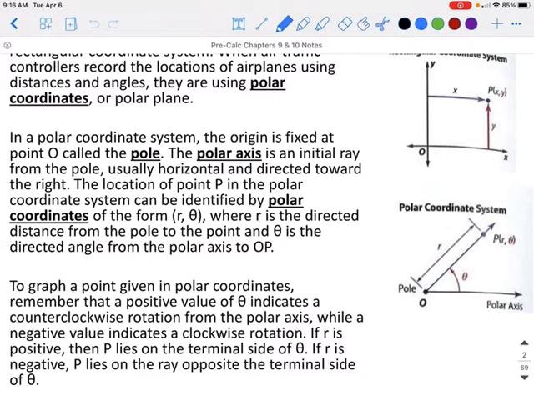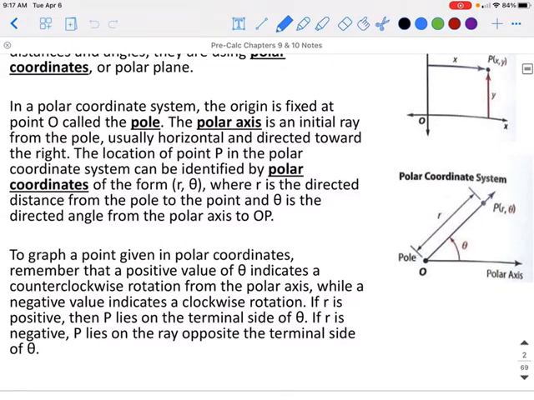The location of point P in the polar coordinate system identifies the polar coordinates that are in the form of r and theta, where r is the radius of the circle and theta is the measure of the angle from the x-axis. To graph a point given in polar coordinates, remember that a positive value of theta indicates it's going counterclockwise, while a negative value indicates that we're rotating clockwise. If r is positive, then P lies on the terminal side of theta, and if it's negative, it lies on the ray on the opposite side of the terminal side.